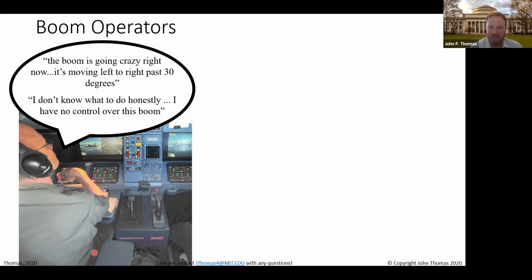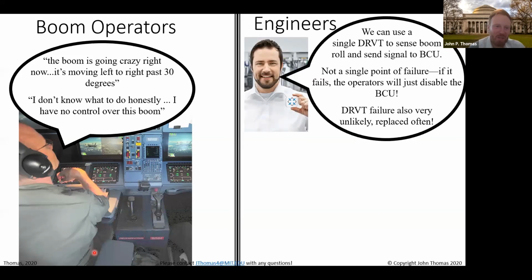Now, meanwhile, this is what's happening to the operators. Now watch this. As engineers, look at the decision that was made way before this point. Hey guys, we can use a single sensor, and this is true, to sense boom roll and send the signal to the BCU. Those load sensors, it's a single sensor for this one here. And now obviously engineers know about single points of failure. Why didn't they catch it? Well, the argument was this is not actually a single point of failure. After all, if it fails, the operators will just disable the BCU.